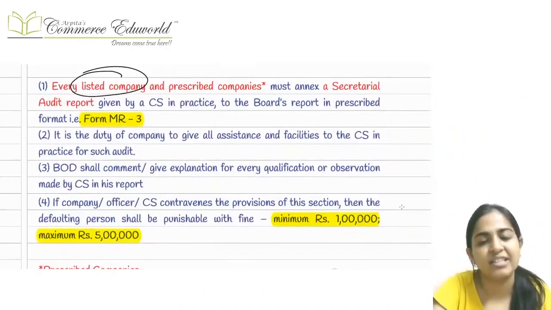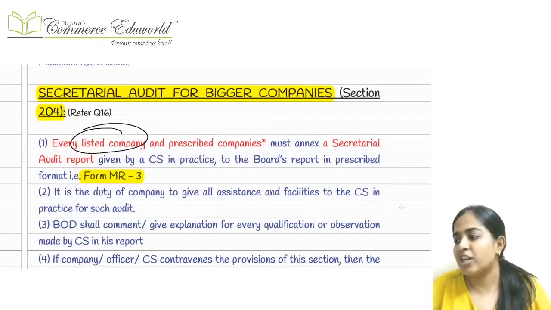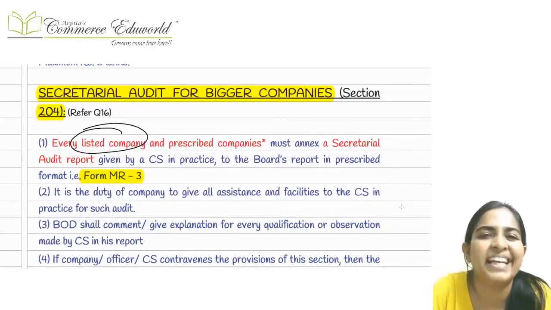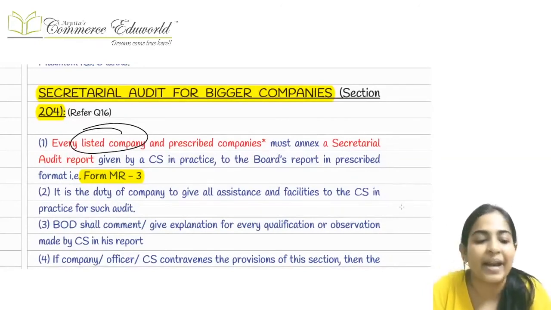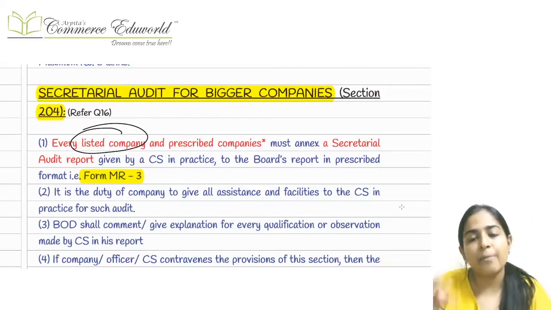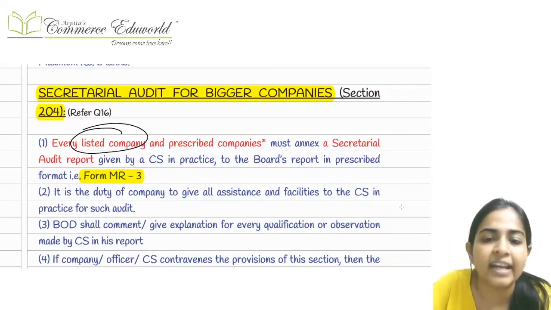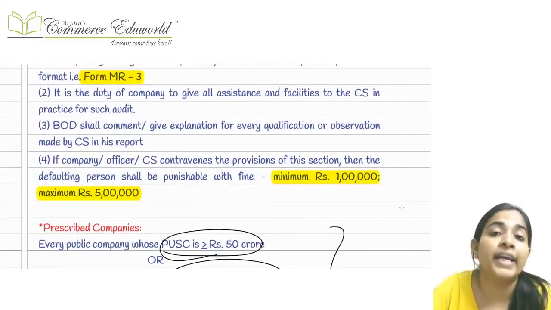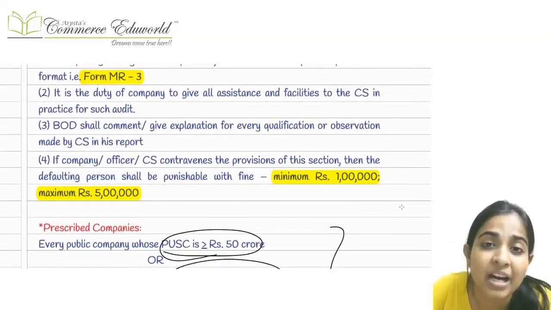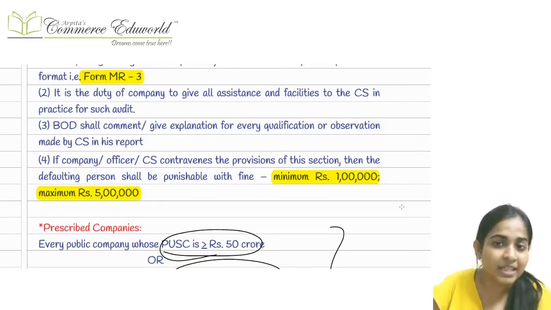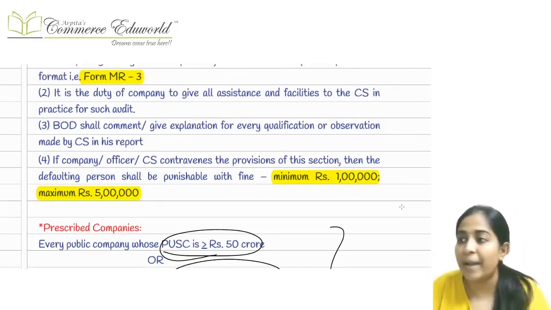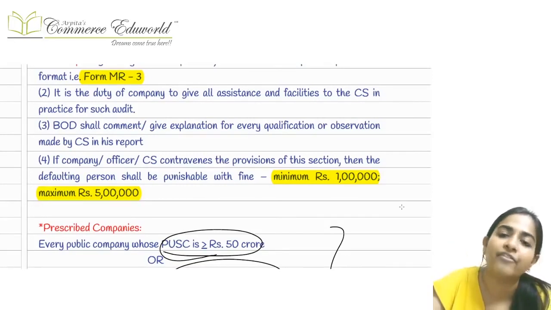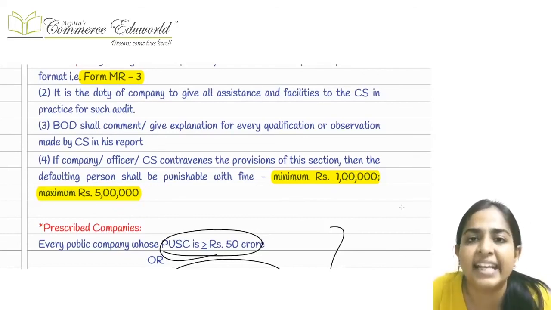Going on to the next section, section number 204. Section number 204 talks about secretarial audit. Secretarial audit is done by a company secretary. Some prescribed companies are required to get secretarial audit done from a company secretary in practice. Not the in-house CS, but a company secretary in practice.